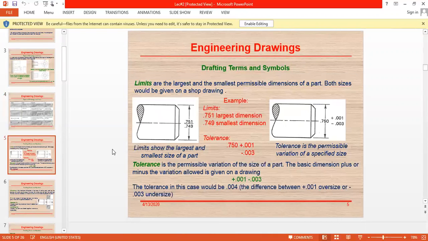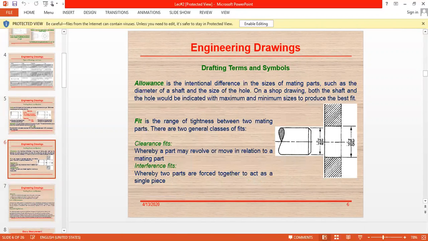We have already studied some basic concepts: limits are the largest to smallest dimension permissible for a part, and tolerance is basically the permissible variation of the size of a part. It is the basic dimension plus or minus the variation allowed in the given drawing.